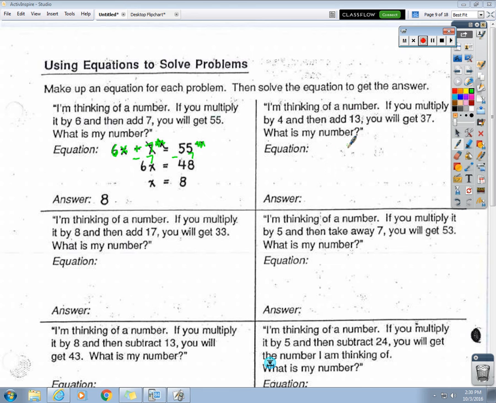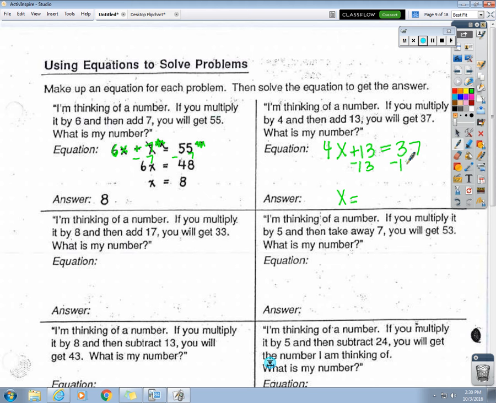Okay, I'm thinking of a number. Well, right now, nobody knows that number, so I have to put X. It's unknown. But what I do know is that I'm going to multiply that number by 4, and I'm going to add 13 to it, and when I do, I get 37. So now to actually figure out what number I was thinking of, I just have to solve for X. What's the first step?